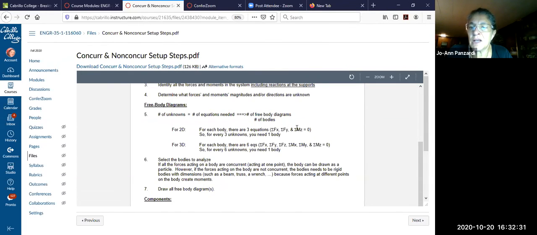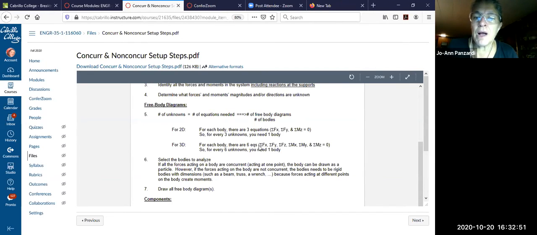Sum of the forces in the X equals 0, sum of the forces in the Y equals 0, sum of the moments in the Z equals 0. So that means for every 2D body we draw now, we could solve for 3 unknowns. Angel, you here? I can't see all the names. Yes. Okay, Angel, for a 3D problem, this makes sense?